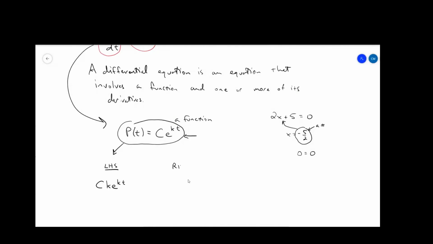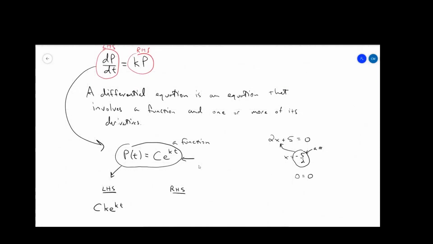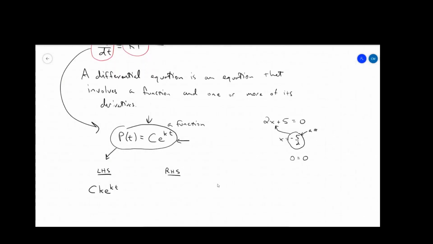Right-hand side. What should I get on the right-hand side? On the right-hand side, I should get k times the function, right? That's what I see up here, right? K times p. Well, what's p? P is this right here. P is the function itself. So k times p should be k times c e to the kt.